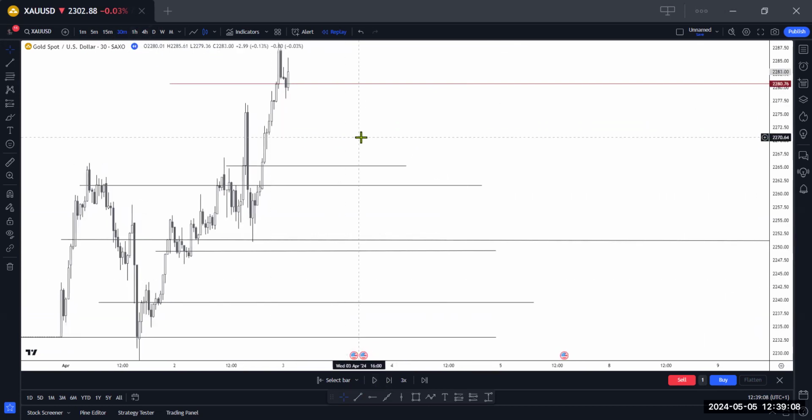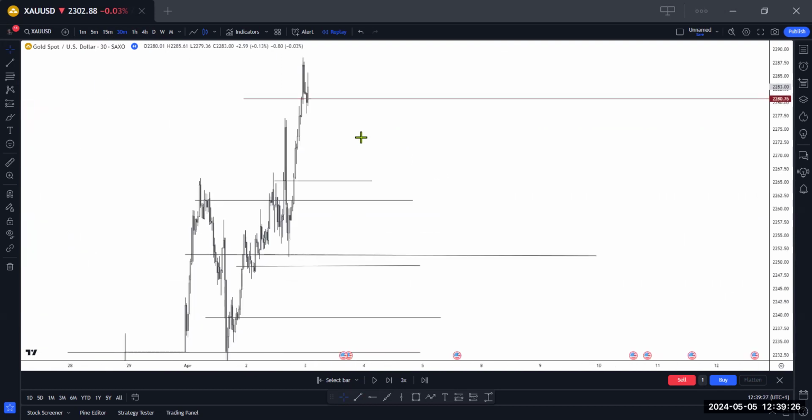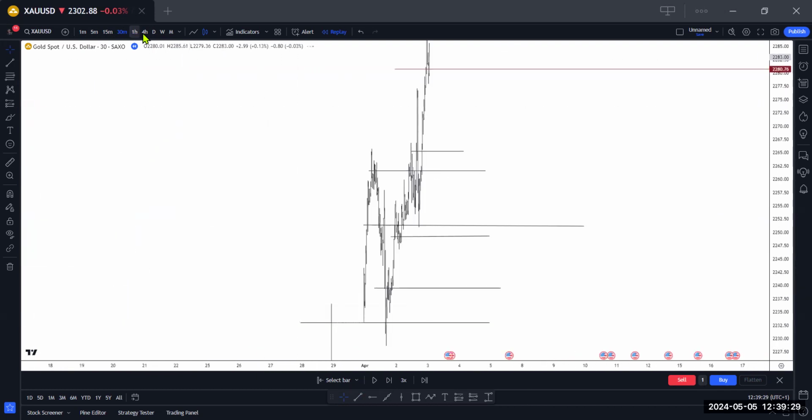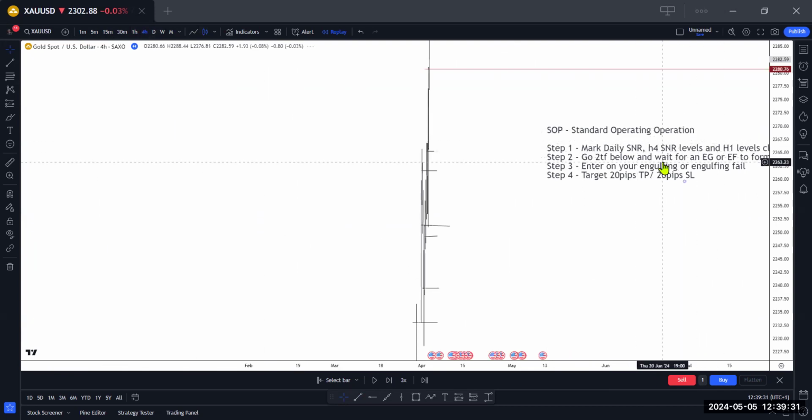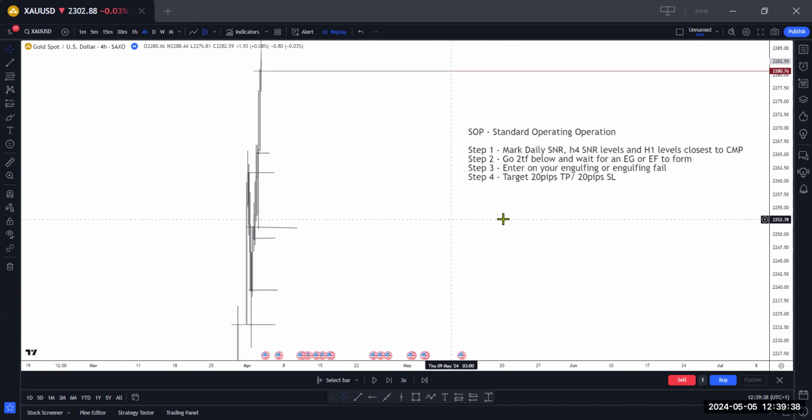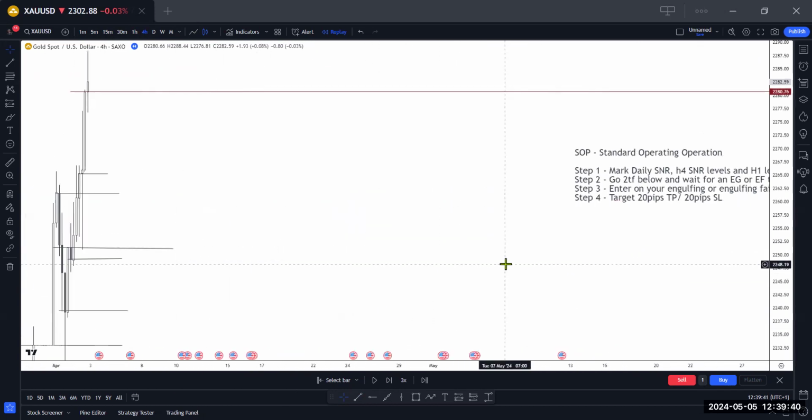Pause, guys. I must say something: at this time, we are using the replay button. If you are monitoring price this way from our SOP, our standard operating procedure, it is always good to check the 4-hour chart every 4 hours because a new SNL could have been formed that you've not marked. Always good to check every 4 hours.